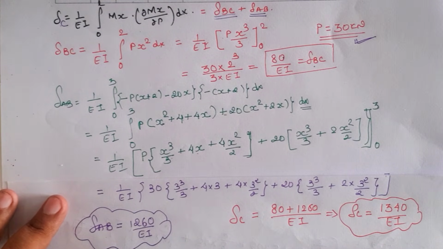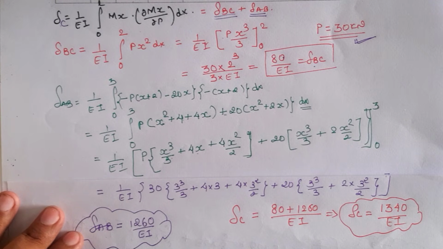Thus we can use Castigliano's theorem for the calculation of rotation or deflection at a particular location, using an arbitrary load or moment at the location where we have to calculate the slope and deflection.